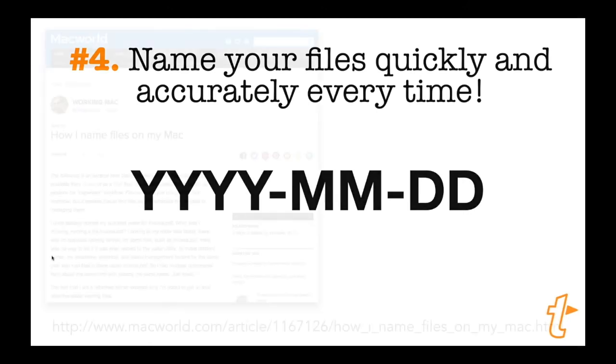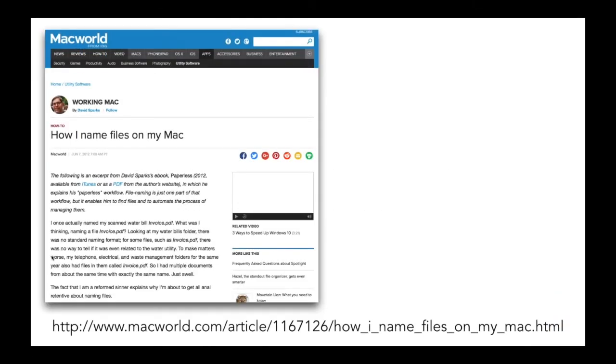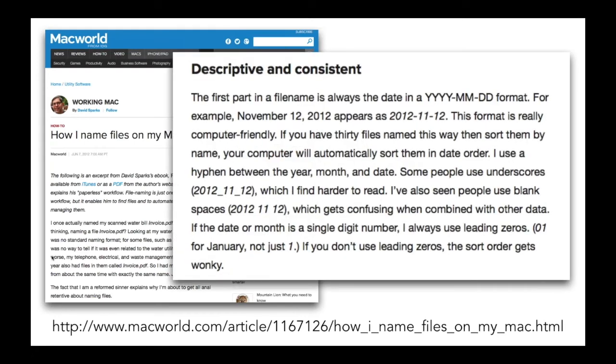So we use exactly what you just saw, the format. And I like to borrow this little nugget of fantastic tips from David Sparks when he, several years ago now, wrote for Macworld. David is an attorney out in Orange County, California, and a big proponent of TextExpander as well. But I love this portion that he wrote because this doesn't apply just to lawyers, but it's very important for lawyers. The first part of a file name is always the date in this specific format, the year first, the month, and the day. For example, November 12, 2012 appears as 2012-11-12. This format is really computer friendly. If you have 30 files named this way, then you can sort them by name. Your computer will automatically sort them in the date order.